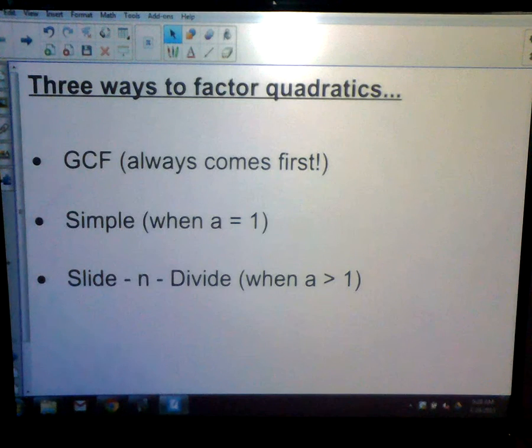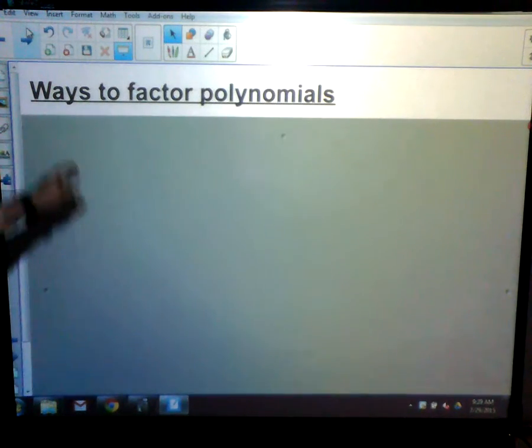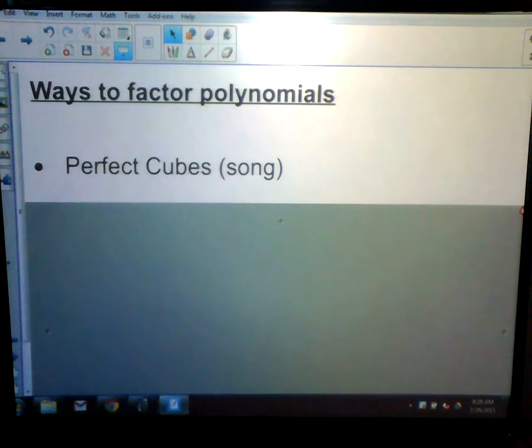There's simple quadratic factoring. That's what you multiply to make the last number and add to make the middle number. And then there's slide and divide. That's when the number in front is not 1. So let's talk about ways to factor polynomials. One way we do it is perfect cubes, and I have a little song to help you through that.